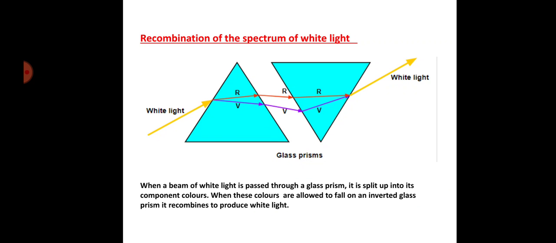So when a beam of white light is passed through a glass prism, it splits up into its component colors. When these colors are allowed to fall on the inverted glass prism, they recombine to produce white light. So here when white light passes through one prism, it splits into 7 different colors. And when these are made to pass through another inverted prism, all these colors will recombine to form white light back again. So this is recombination of spectrum of white light.